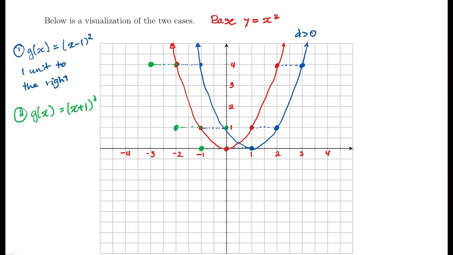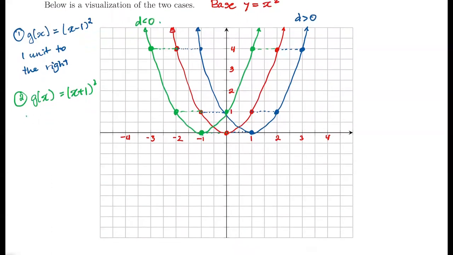And then we have here, same thing. So this point will come over here. Now we just connect the green dots together, and it will look something like this. So the green line represents what happens when d is less than 0. That means we're going to go 1 unit to the left. So those are just the two cases, nothing much about this one.